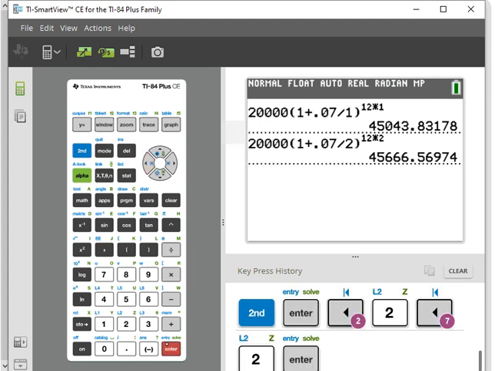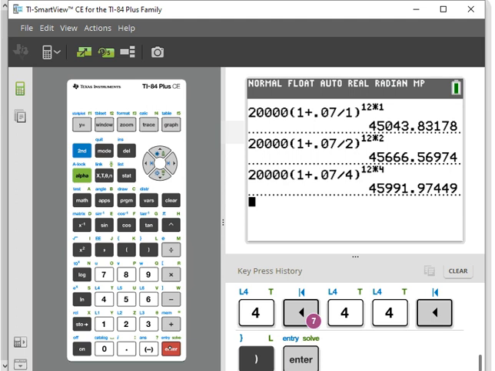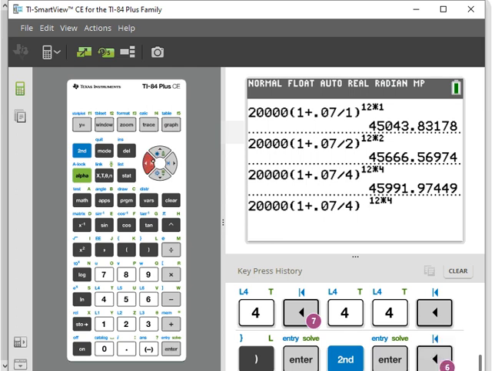I get $45,666.57 for that. And then one more time showing you second enter, changing those 2s to 4s. Now it gets a little more complicated when you get to the next one, which would be 12. Oops, I had 4 twice here, so I'm going to close that parentheses. All right, so just a quick example, we'll hit enter, talk about how you'd have to do it with 12. So we got $45,991.97.